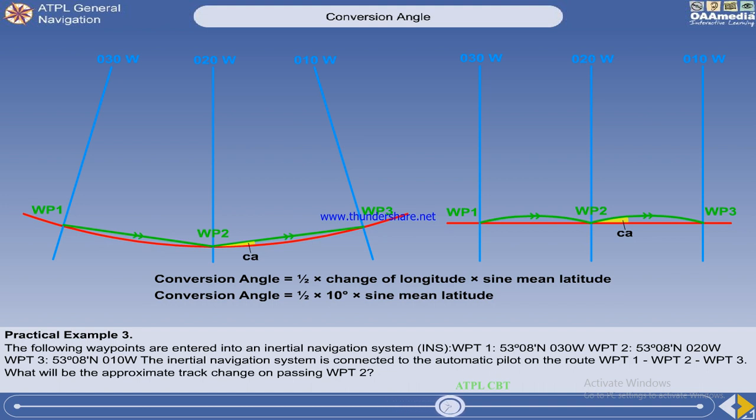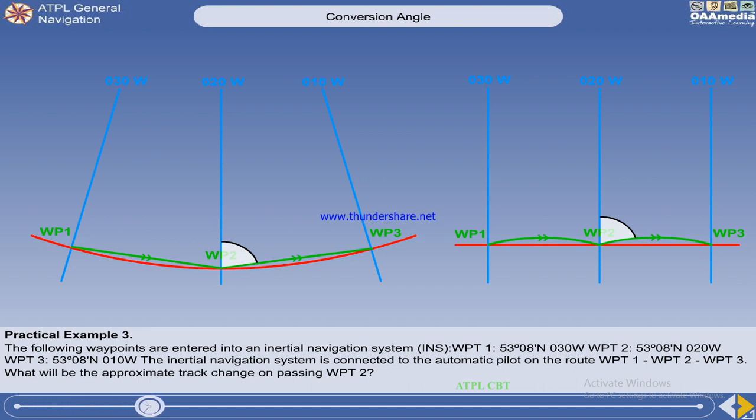The change of longitude on both legs is 10 degrees, and the mean latitude on each leg is 53:08 north. This gives us a conversion angle of 4 degrees in each case. So what is the great circle track angle immediately before the waypoint changeover? You should have answered 094. And what is the great circle track angle immediately after the waypoint changeover? It's 086. So at the waypoint changeover, there is an instantaneous track reduction of 8 degrees.